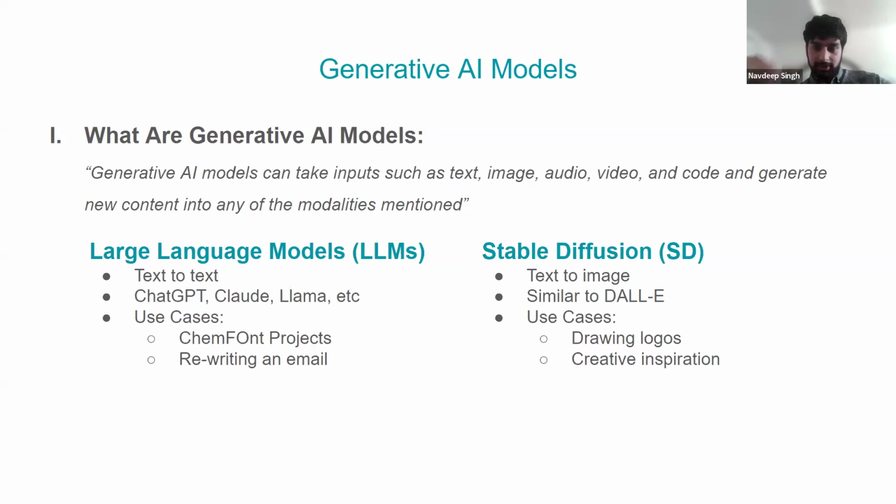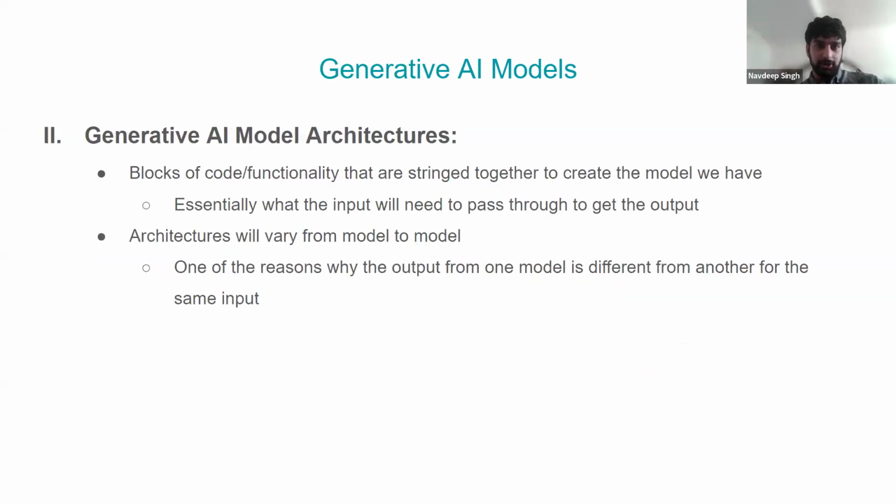What's worth noting about generative AI models is their architecture, right? The architecture of these models is pretty much blocks of different code or functionality that are strung together to create the model that we have. So you take an input, you pass it through one block, it gives you an output, and that's now your input to the next block. And this chain continues on until you get to the end. This is a very linear example, and it can definitely branch out into a number of nodes, right? So it can get very complex very quick.